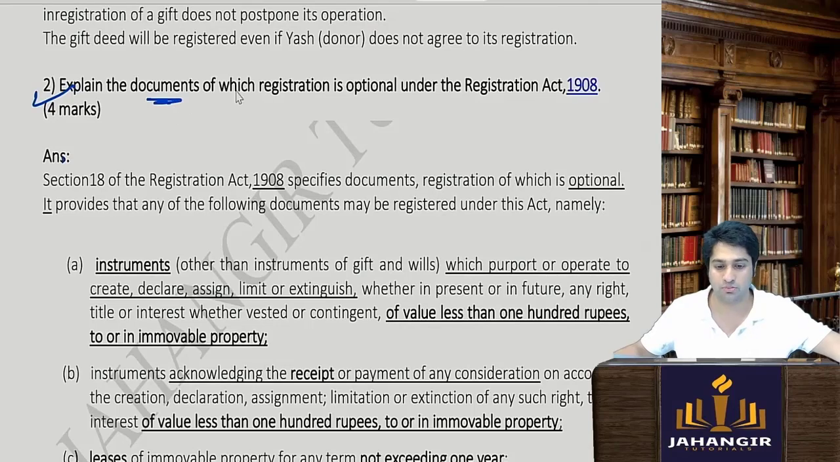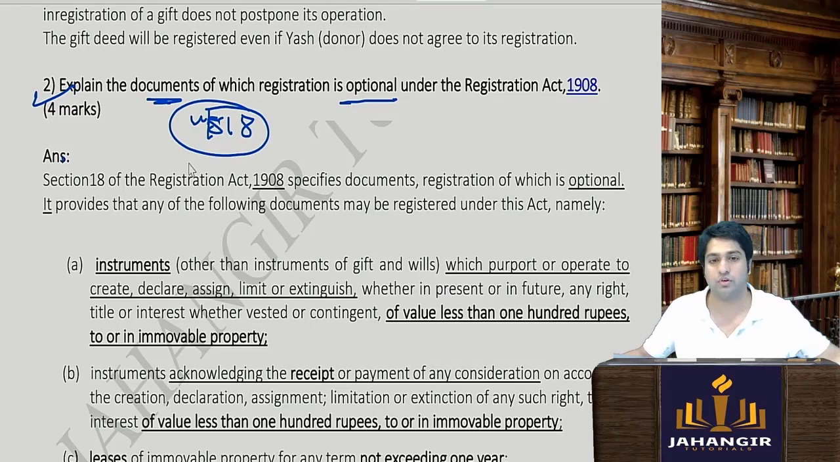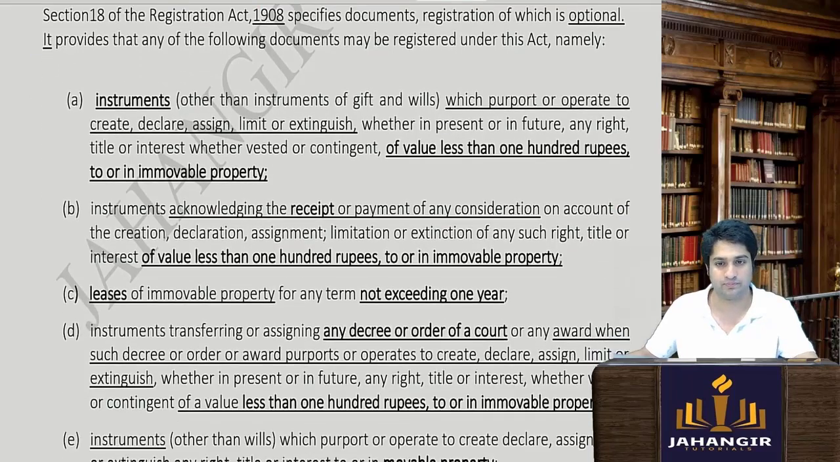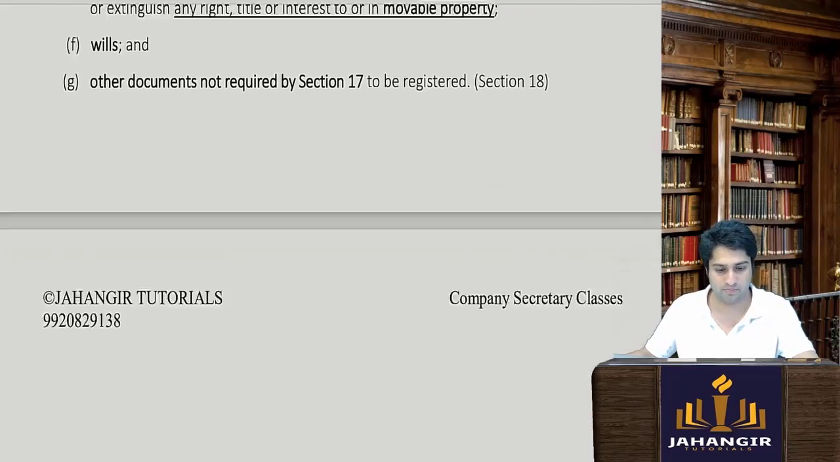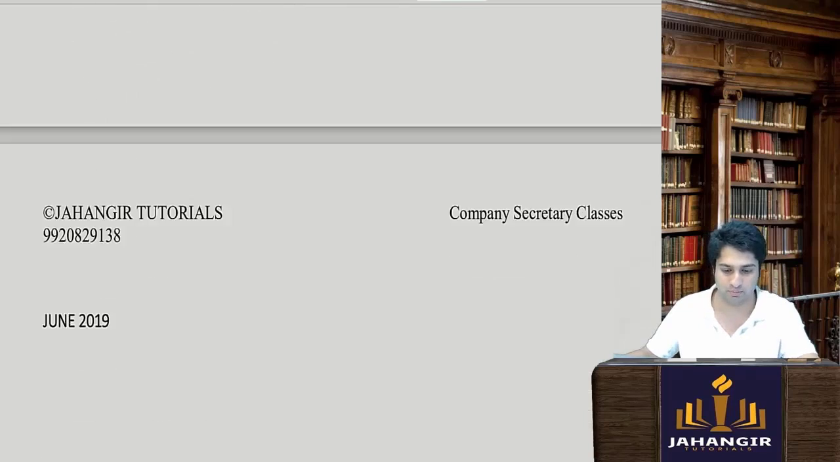Explain the documents for which registration is optional. So we have section 18 for will, less than 100, and so on. And that is it. We are done with that.